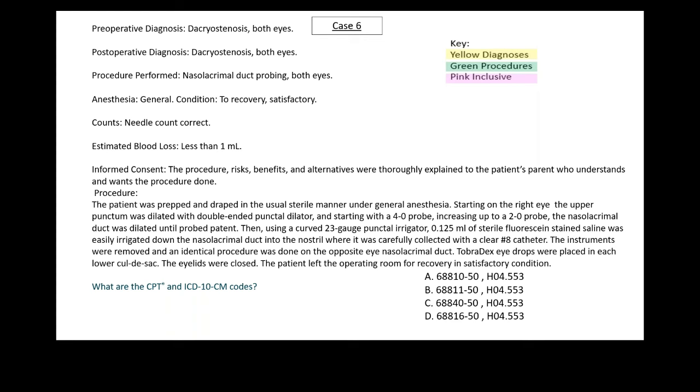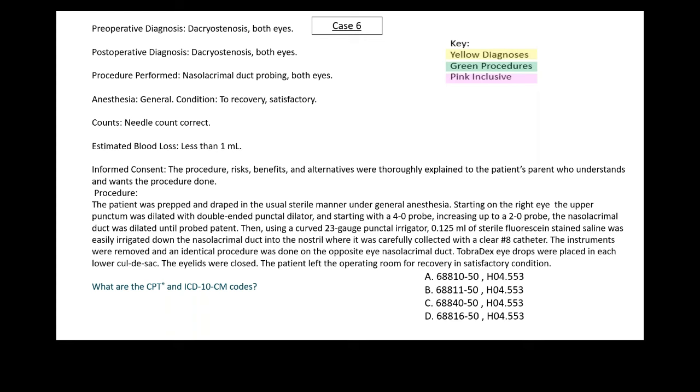Procedure. The patient was prepped and draped in the usual sterile manner under general anesthesia. Starting on the right eye, the upper punctum was dilated with a double-ended punctal dilator and starting with a 4-0 probe, increasing up to a 2-0 probe, the nasolacrimal duct was dilated until probed patent. Then, using a curved 23 gauge punctal irrigator, 0.125 milliliters of fluorescein stained saline was easily irrigated down the nasolacrimal duct into the nostril, where it was carefully collected with a clear number 8 catheter. The instruments were removed and an identical procedure was done on the opposite eye nasolacrimal duct.